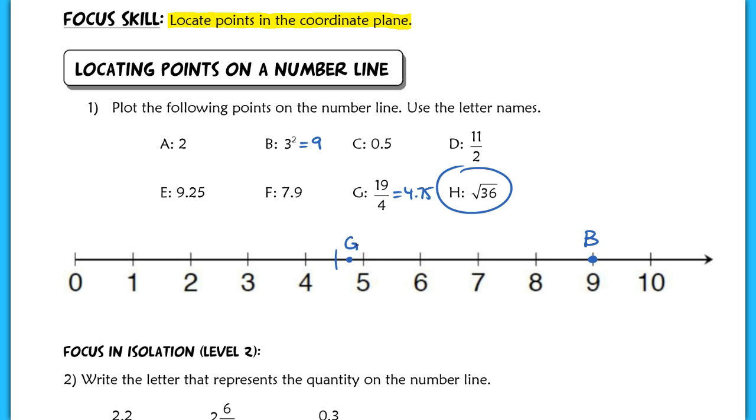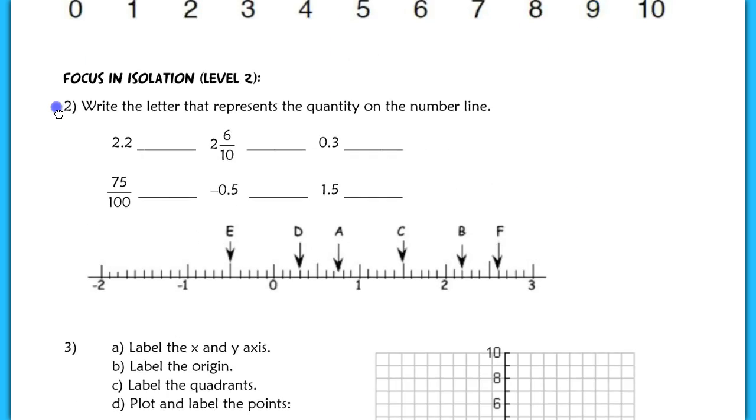Okay, and then finally we have H, which is defined as the square root of 36. Now, if that's not something you can do in your head, you can use your calculator, find the square root key. The square root of 36 is 6, so H is right here on the 6. So I'd like you guys to try the rest of those, and then we're going to continue on now to our focus and isolation skill.